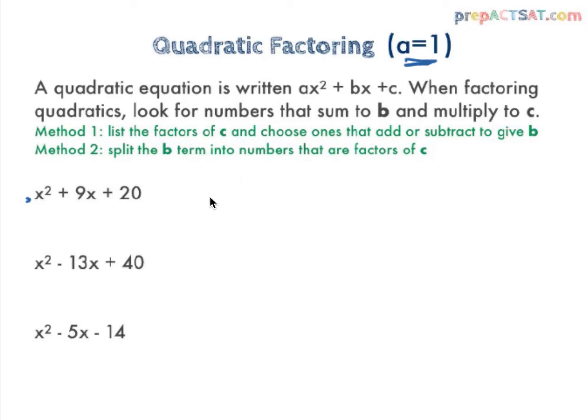Okay, so method 1 is list the factors of c and choose ones that add or subtract to give b. So here's the c term, so I'm going to list the factors of it. I've got 1 and 20, 2 and 10, and also 4 and 5. Clearly 4 and 5 are the ones that add to give 9, the other ones don't add to give 9. So I'm going to factor this like this, x plus 4, x plus 5.